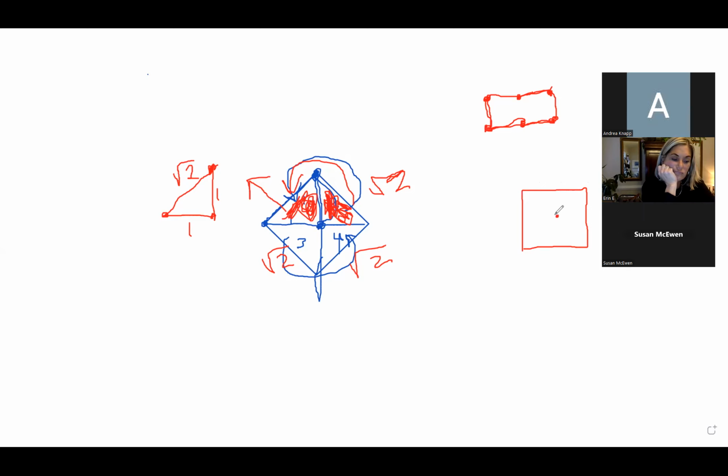Because on the geoboard in this orientation, we would have had whole numbers to work with for our units, for our lengths and widths. So it also helped that I've worked with geoboards.